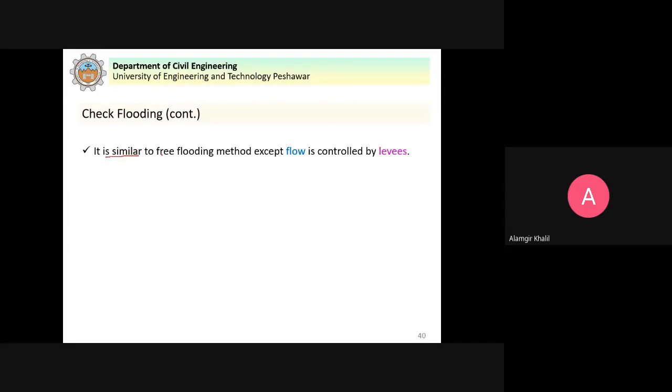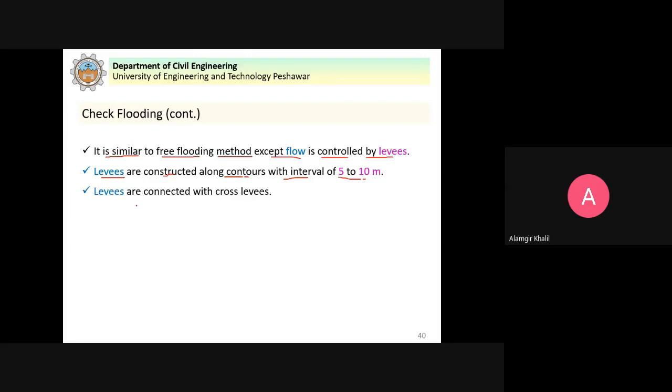It is similar to the free flooding method, except the flow is controlled by levees. Levees are constructed along the contours at an interval of 5 to 10 meters. Levees are connected with cross levees, so the confined plot area varies from 0.2 to 0.8 hectares.